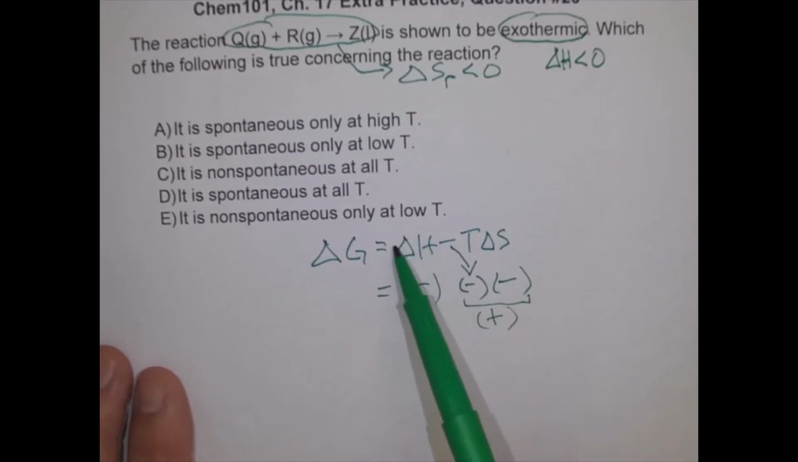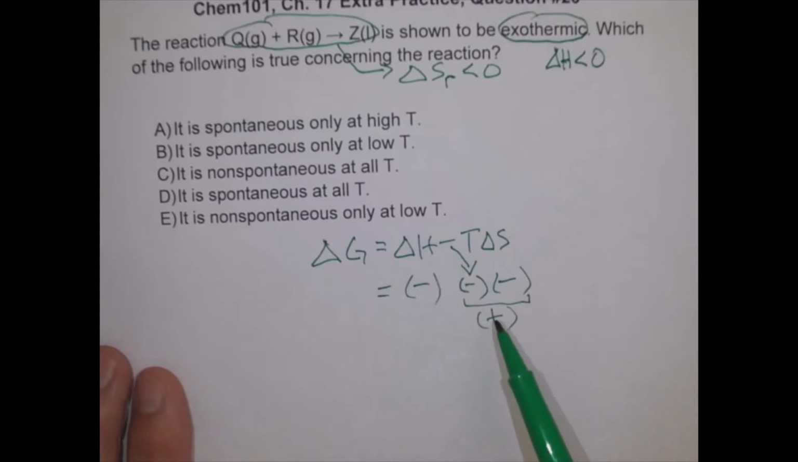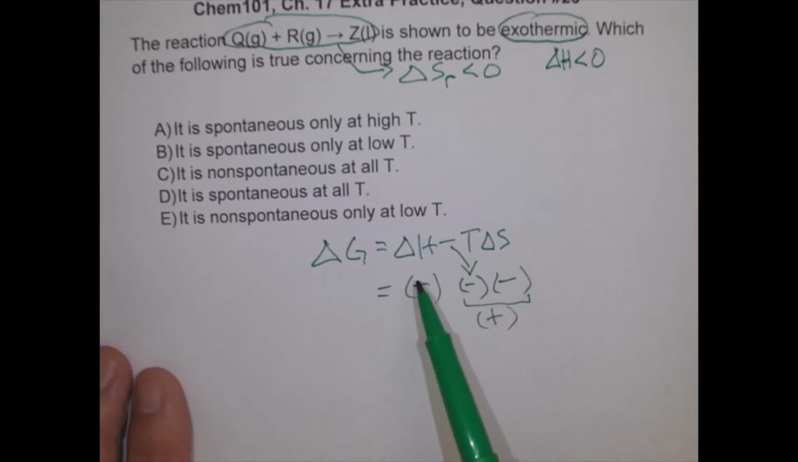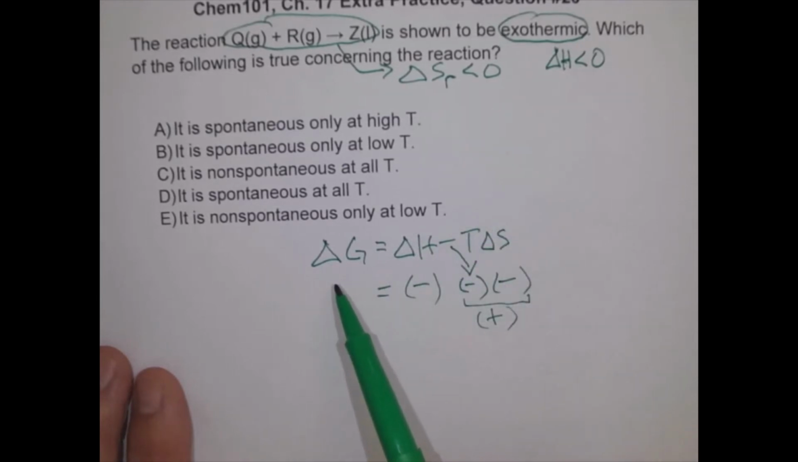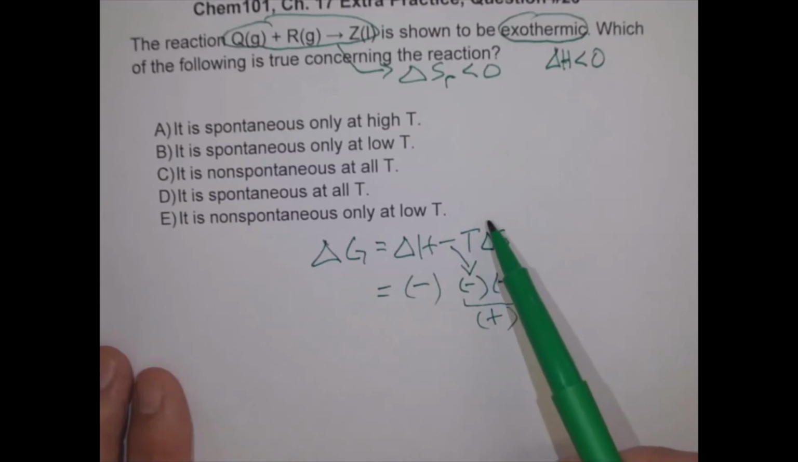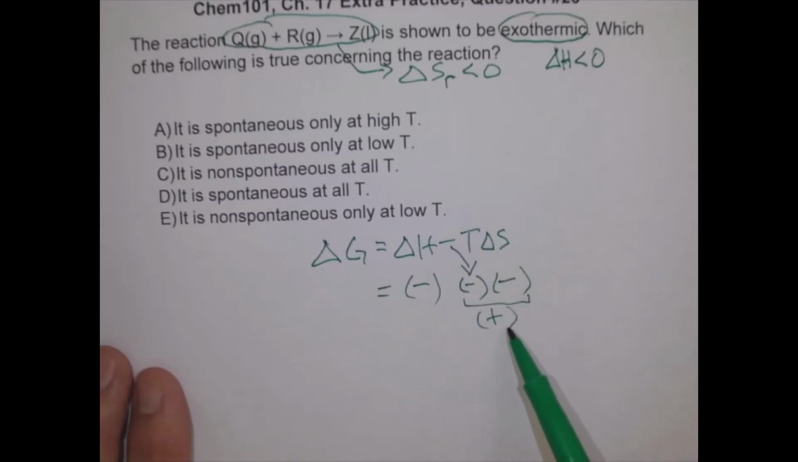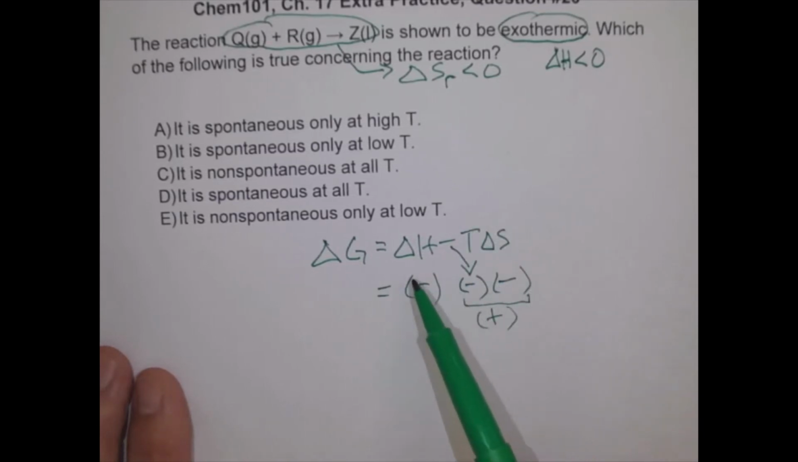So I've got a negative term in the equation and I've got a positive term in the equation. And essentially they're competing. If the negative delta H is bigger than the positive T delta S, then we will have a negative delta G and therefore a spontaneous reaction. If we have a larger T delta S term, then the positive term wins out. It will overcome this negative delta H and make the delta G positive, right?